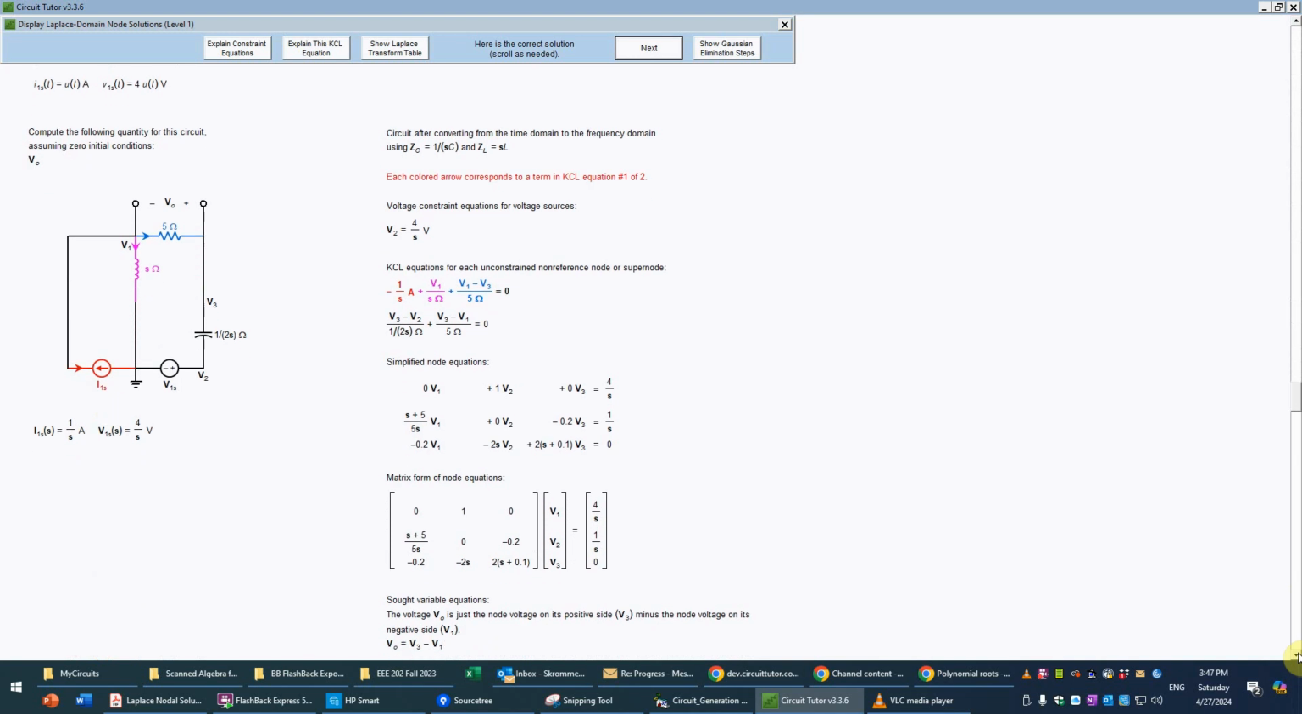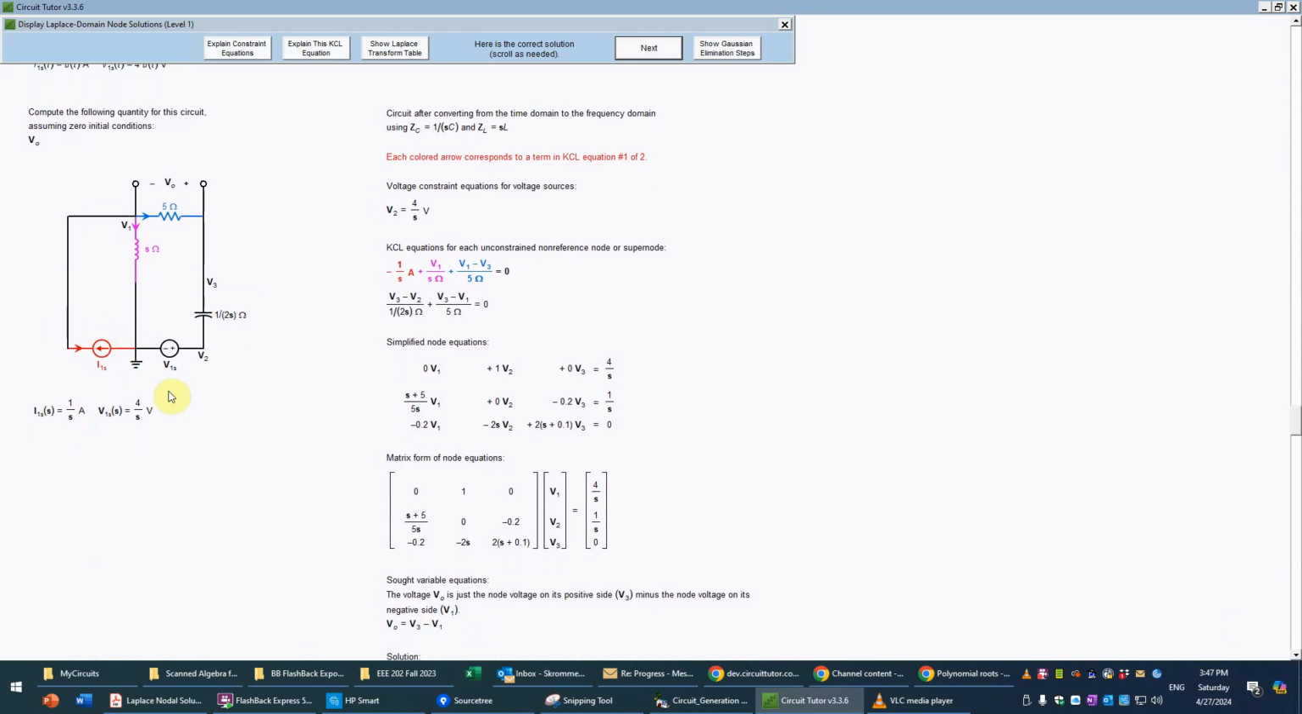So first we have to convert that problem into the Laplace domain, which has been done here. So the 1 amp source is now 1 over S, and the 4 volt u of t source is now 4 over S. So the sources have been converted, and for the impedances, the resistor, of course, stays the same. The 1 Henry inductor becomes S ohms, and the 2 farad capacitor becomes 1 over 2S.